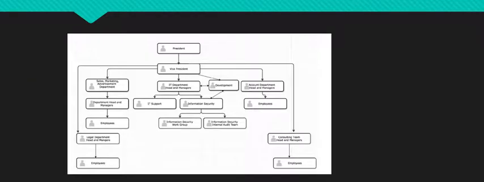So now we're going to talk about the procedures and policies in detail. This figure right here shows the hierarchy of the company. So you have the president and vice president, and then all the departments and the department heads, and then all the employees that fall under each department. This diagram will be referred to a lot during this presentation and the report.